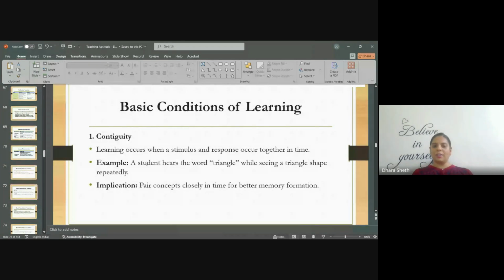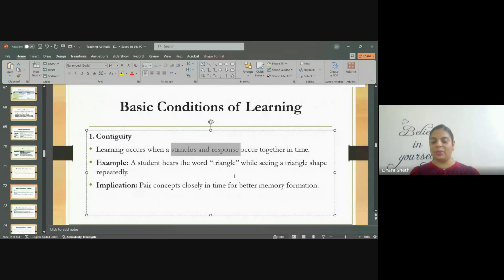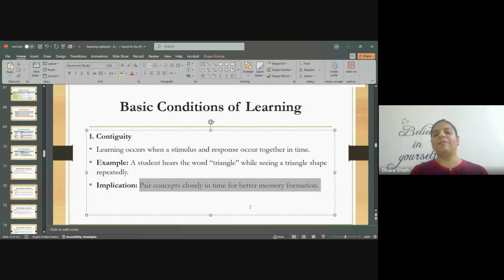So, basic conditions of learning. Contiguity, that is stimulus and response. See, we are not doing this for the first time. Yesterday also we had a learning theory for Skinner-Pavlov stimulus response. Gagne also talked about it, 2nd level SR learning. And now again we are talking about it. When you hear the word triangle and you see that word triangle in your mind, that's when learning happens. So pair concepts closely in time for better memory formation.